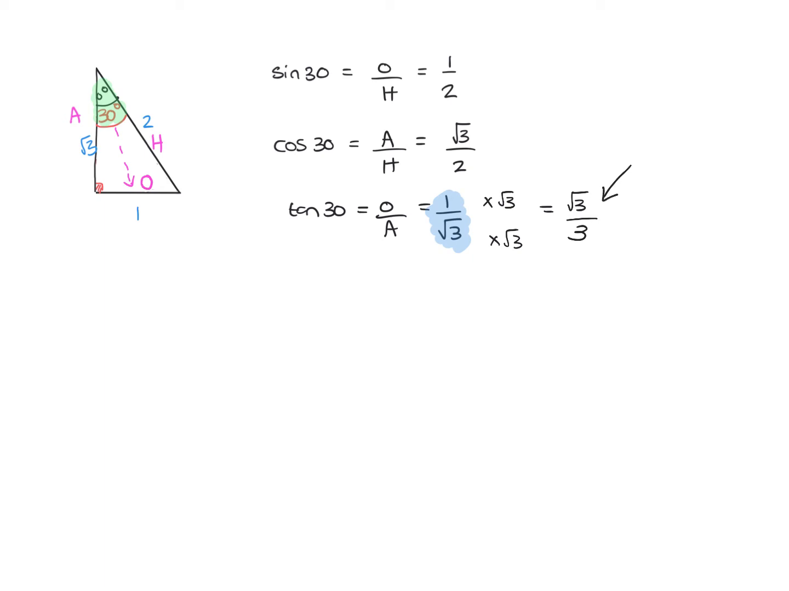So that's really interesting because we now know for 30 degrees and 60 degrees some information about the sine, the cosine and the tangent. So what do we know? We know that the sine of 30 is a half, the cos of 30 is root 3 over 2, and the tan of 30 is root 3 over 3. Now, we also know that the sine of 60 is root 3 over 2, the cos of 60 is a half, and the tan of 60 is root 3.